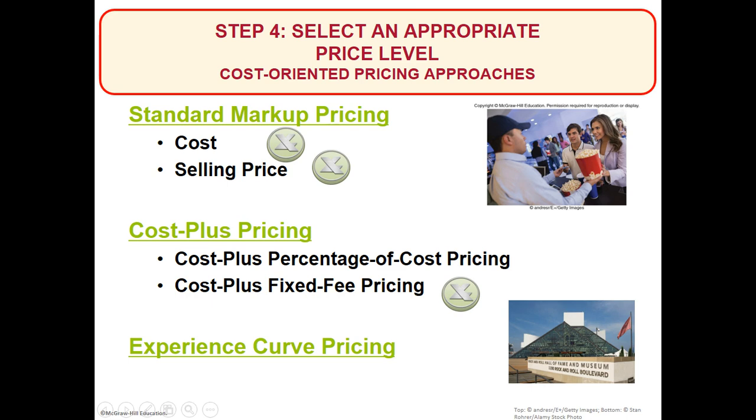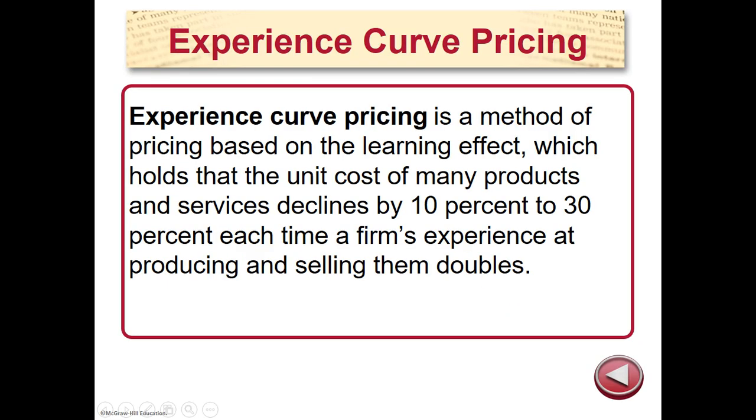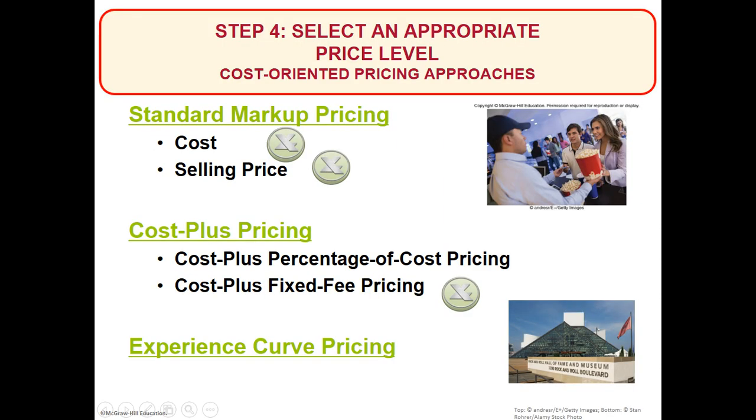Okay? Then there is experience curve pricing. That is a method of pricing based on the learning effect, which shows that the unit cost of many products and services declines by 10% to 30% each time a firm's experience at producing and selling them doubles. So therefore, you set your price based on that learning effect. Okay? That's the cost-oriented pricing approach.